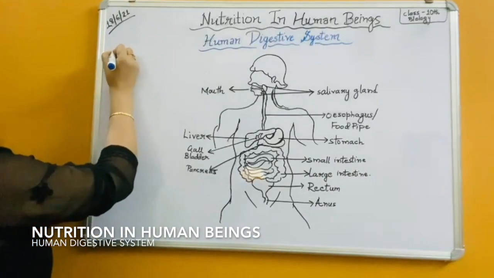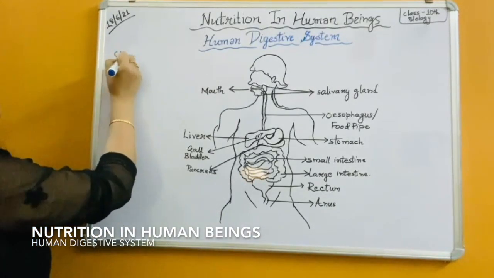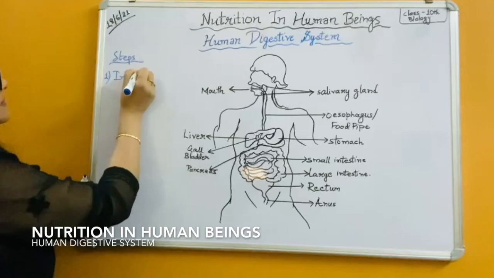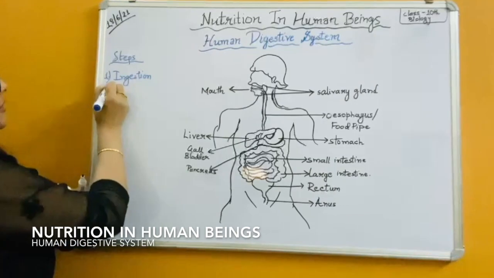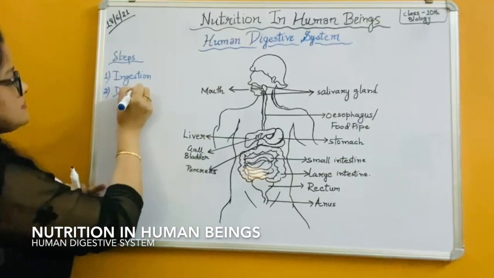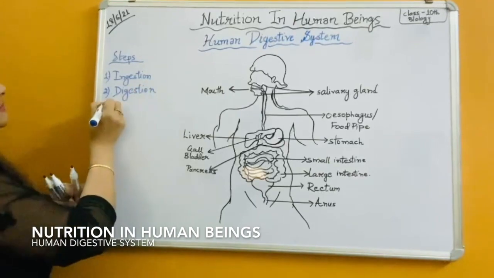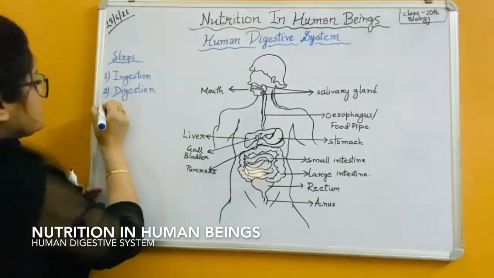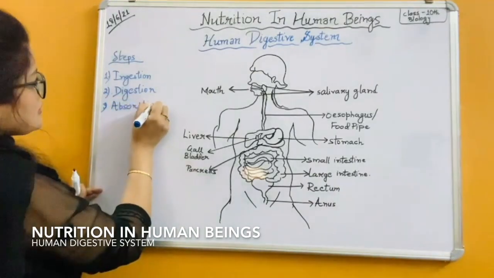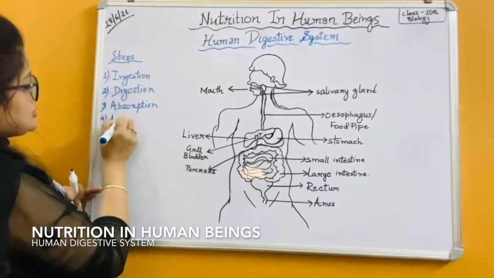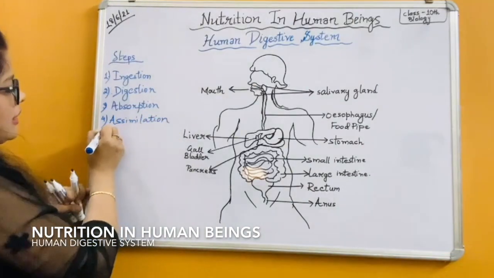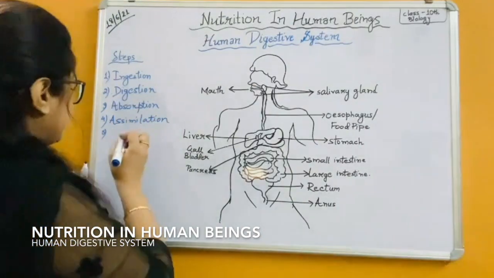Just write down the steps. Number 1, ingestion. Number 2, digestion. Third step is absorption. Number 4, assimilation. And the last step is egestion.